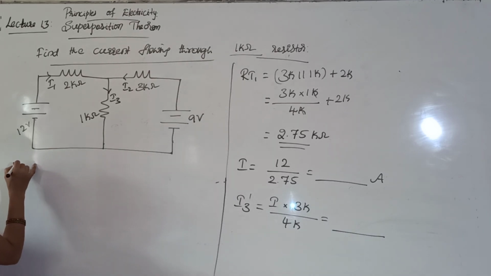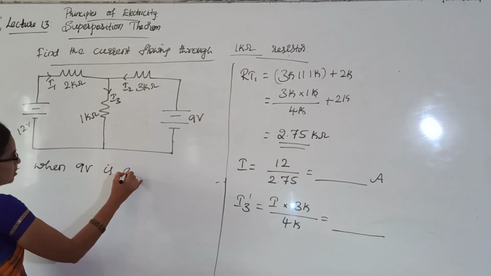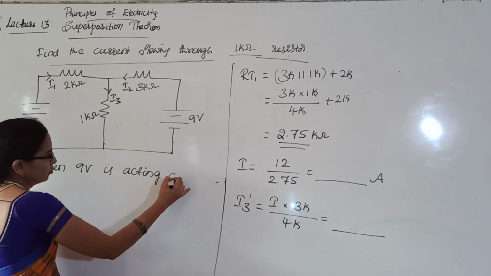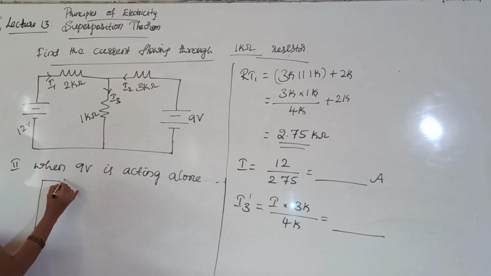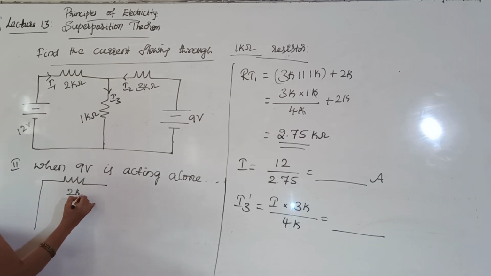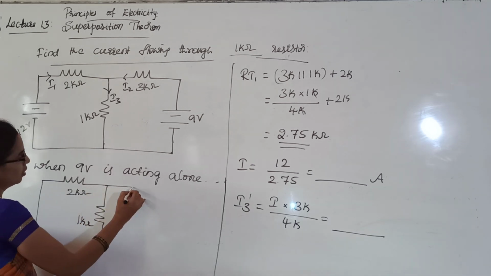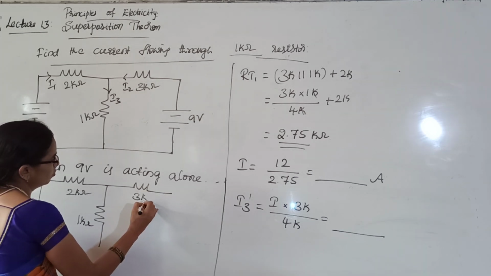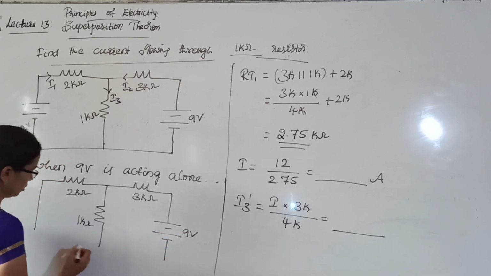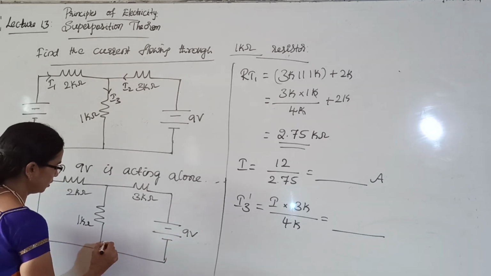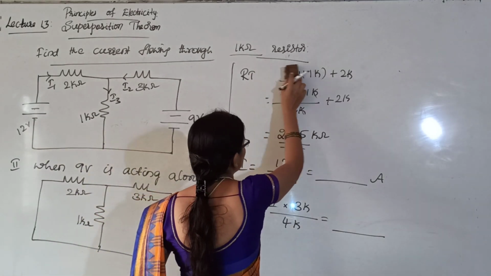considering the second step, when the 9 volt is acting alone, I will make the 12 volt source short circuited: 2 kilo ohm, 1 kilo ohm and 3 kilo ohm. The 9 volt battery will be connected here in this circuit. RT2, find out RT2.